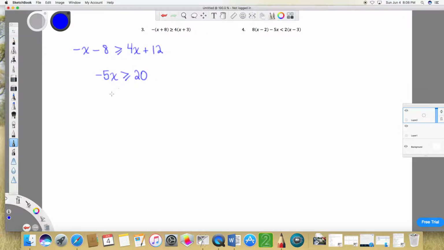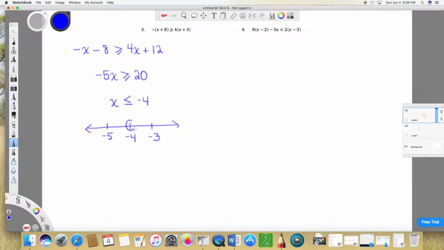Now, when I divide both sides by negative 5, since I'm dividing by a negative number, I have to change the direction of the inequality, and positive 20 divided by negative 5 is a negative 4. If I make a quick sketch on a number line, I've got negative 4. To the left of negative 4 is negative 5, and to the right is negative 3.